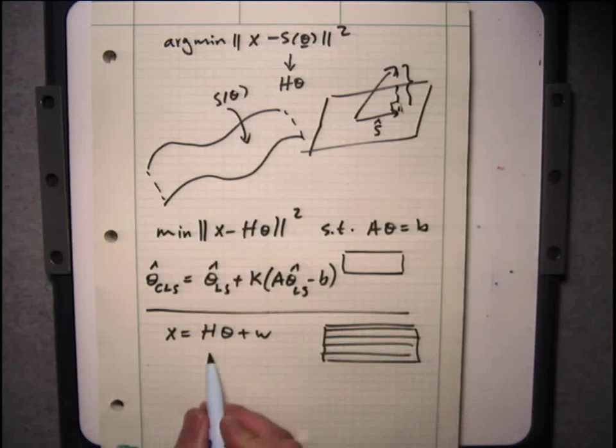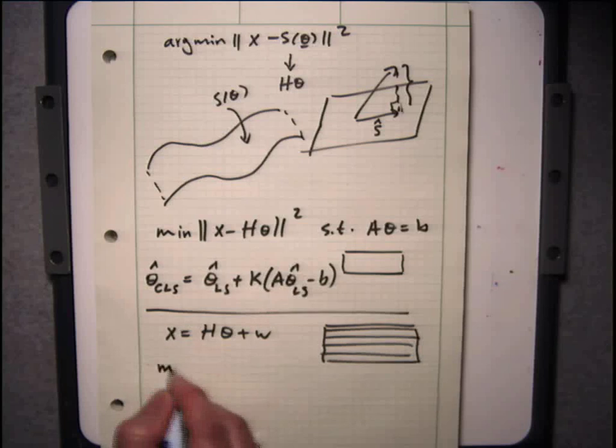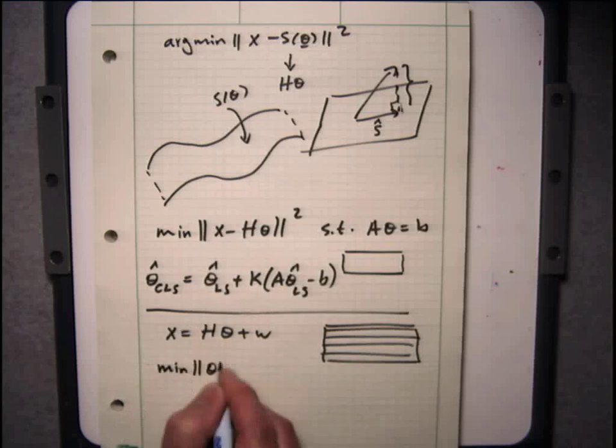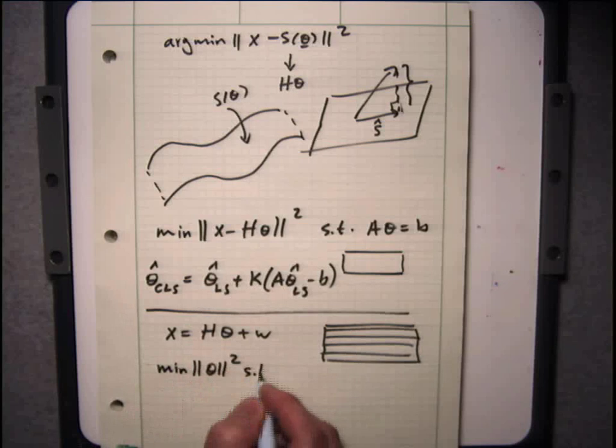So when this is the case, then you have to have another constraint to make sure you get a unique solution. And there we used the minimum norm constraint. We said minimize the length of the solution that you get, subject to x equals h theta. And of course, in this case, you can exactly satisfy this equation.